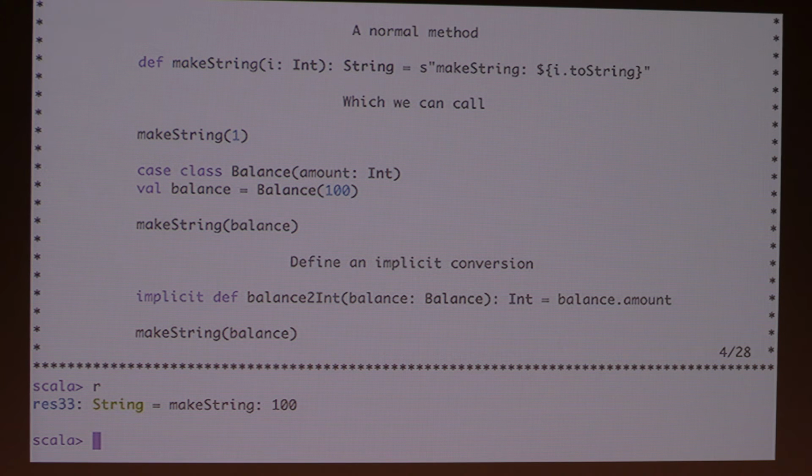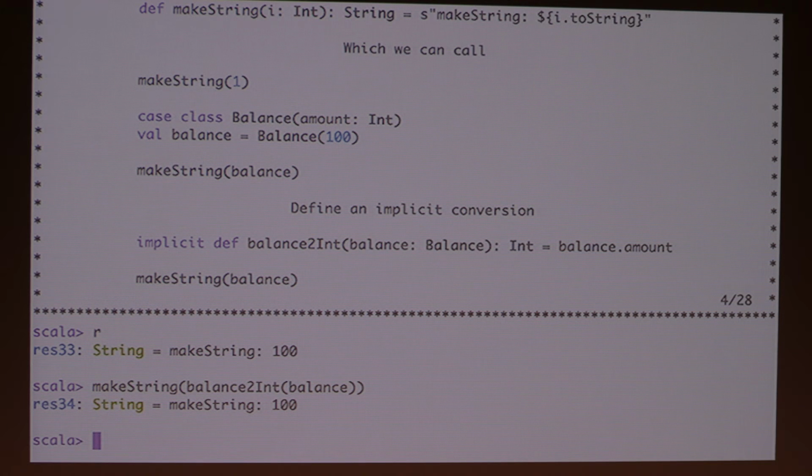So what is actually happening here? Before we saw there was a compile error, and then the compiler will try to look in the implicit scope: is there something with which I can make this work? If we define this balanceToInt in the implicit scope, it will actually find this and it will work. So what is actually being executed here is makeString of balanceToInt on this balance we defined. This is what is in the bytecode in the end.